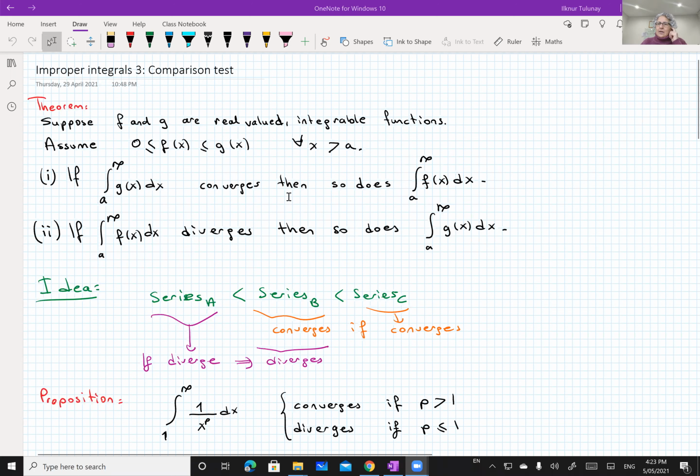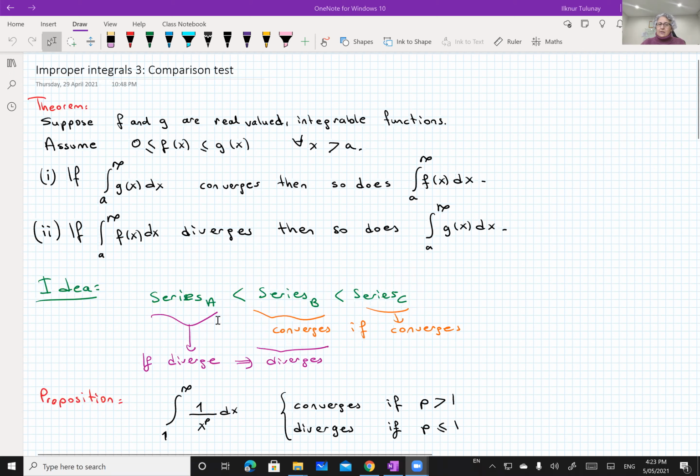What is the idea behind this? You think about a series A, B, C. If your series C converges, because that is the bigger one compared to the series B, and it is going to be focused on some place at infinity, then definitely series B will do the same. So if series C converges, then series B converges.